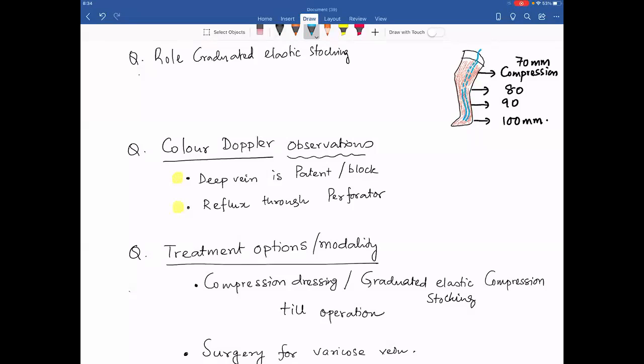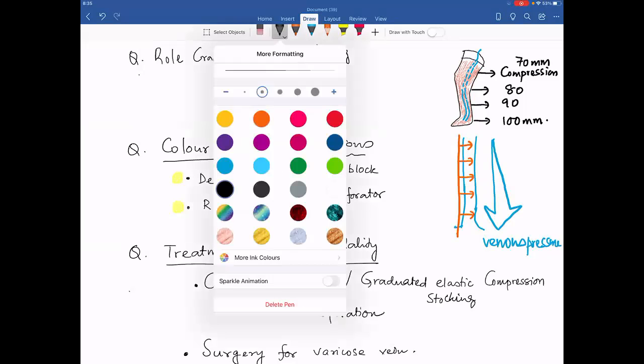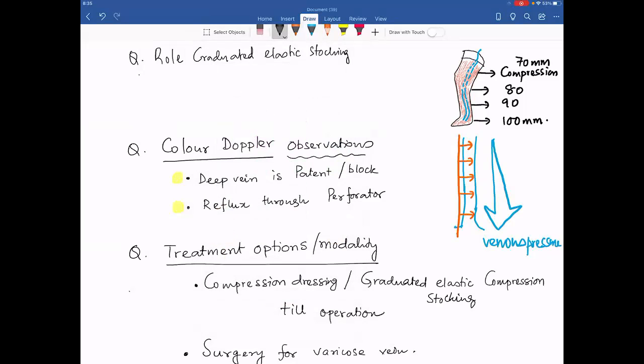So the more we are going down, what happens to the venous pressure? The venous pressure is increasing. So if the venous pressure increases, the pressure that you need to compress upon the vein, to stop that vein from bulging out, also needs to increase. So that is the logic about using a graduated elastic stocking. Good question from good examiners or good students.